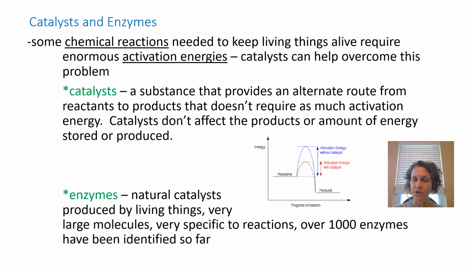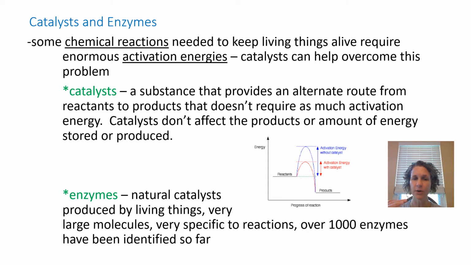This activation energy is sometimes huge. An enormous amount of energy might need to be gained in order for a reaction to happen, and that's just hard for living things to deal with because it takes a long time. And so we have some shortcuts that we take, and those come in the form of catalysts. Now, a catalyst is a substance that provides an alternative route, a detour basically, to get from reactants to products, and it doesn't require as much activation energy.